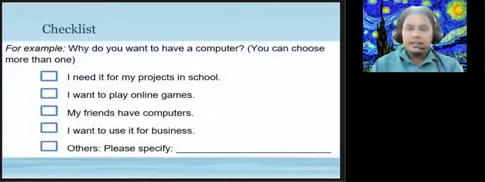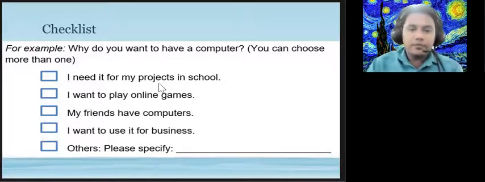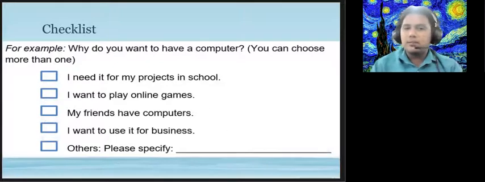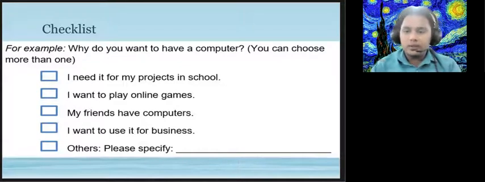Okay, so checklist. One example of a survey questionnaire is a checklist. For example, why do you want to have a computer? So you can choose more than one. Just like what I've said, pwede ka gumamit ng open-ended questions. Okay? So I need it for my projects in school. I want to play online games. My friends have computers. I want to use it for business. If the reason of yours is not present with these options provided, then you can specify in the others. Check the others, then kindly reason out, kung ano yung reason mo.